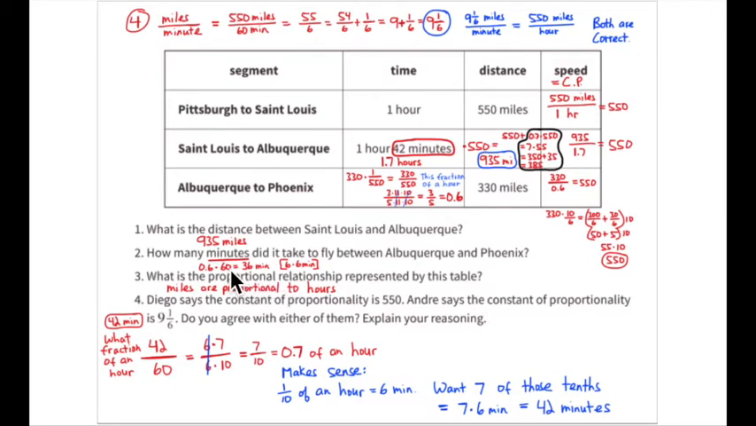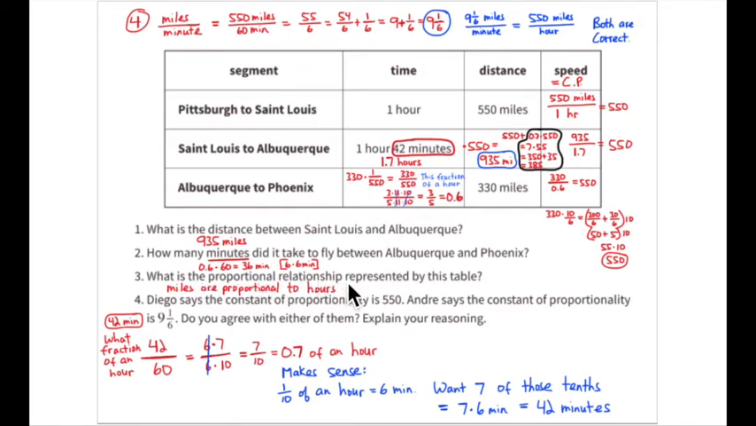How many minutes did it take to fly between Albuquerque and Phoenix? So we did the distance, 935 miles. How many minutes is this? 6/10 of an hour. How many minutes is that? Well, 6/10 of 60 minutes. 6 times 6 is 36. So the answer is going to be 36 minutes. 1/10 of 60 is 6, and 6 times those 6 minutes is 36 minutes.